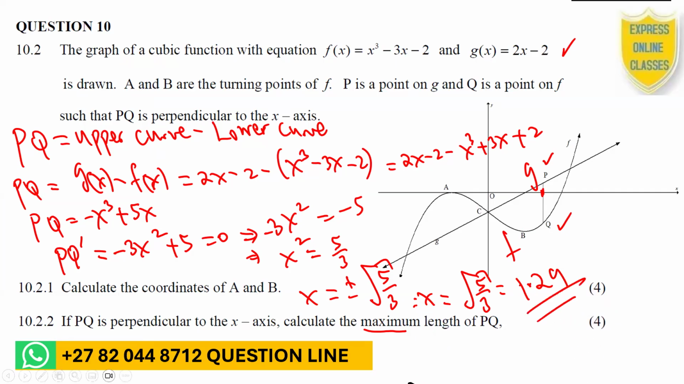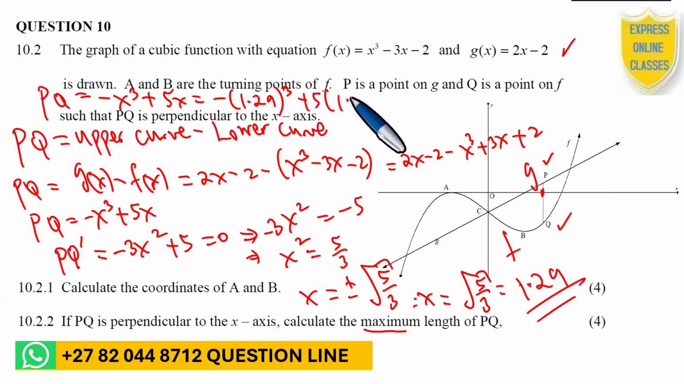Okay, 1.29. Now you're going to take this value and put it into the PQ equation, which means therefore our PQ is equal to, because we know it's minus x cubed plus 5x, minus, the x is 1.29, you cube it. The x is 1.29. Then we're going to just get the answer out of this using a calculator.